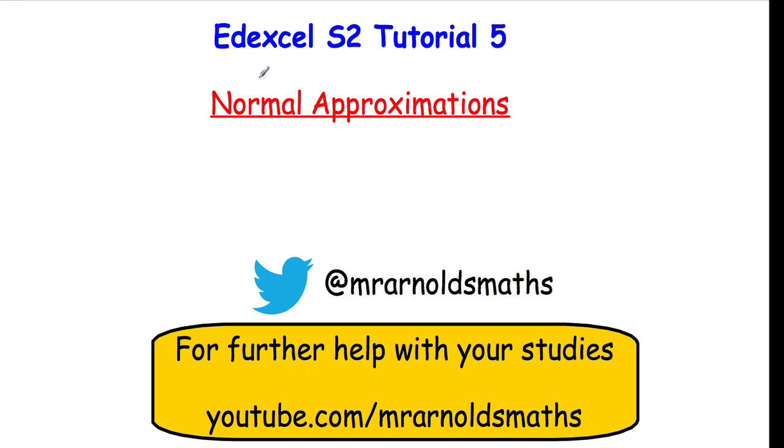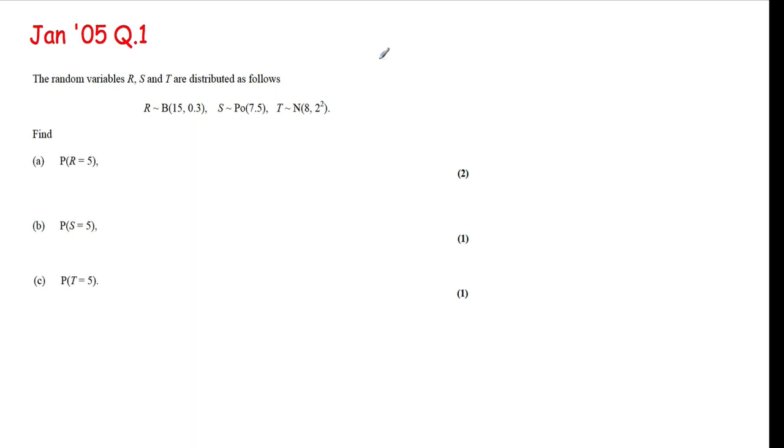Okay, so this tutorial is going to be all based around approximating binomial and Poisson distributions using normal approximations. So I'm going to start off with a nice question here that just gives a brief recap of all three. We've got three random variables, R, S, and T. They're distributed as follows. R is binomially distributed with 15 trials and a probability of success of 0.3. S is a Poisson distribution with parameter 7.5, and T is normally distributed with a mean of 8 and a standard deviation of 2.